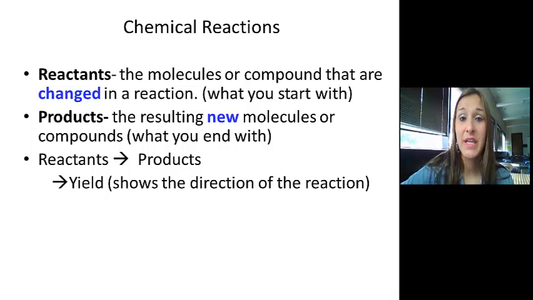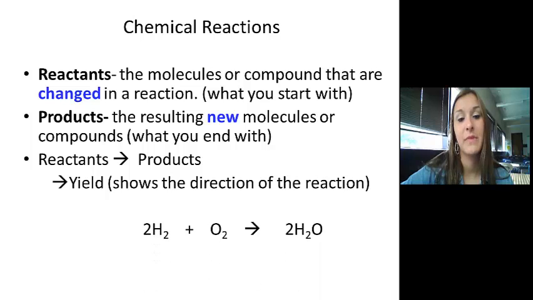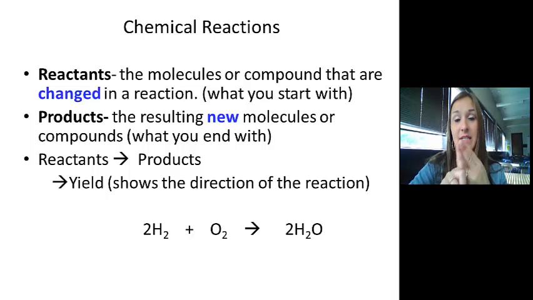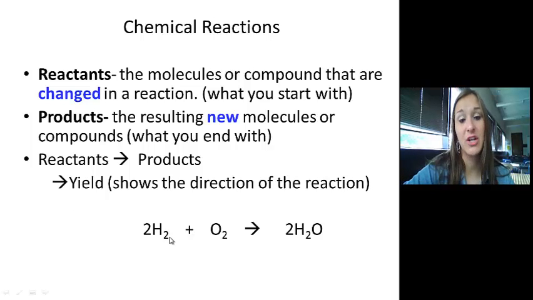The arrow in a chemical reaction shows which way the reaction is going. So for example, if we're trying to make a water molecule, we have two hydrogens and oxygen, and they're combining to make water. So here's what this reaction is showing right here. Hydrogen plus oxygen equals H2O.